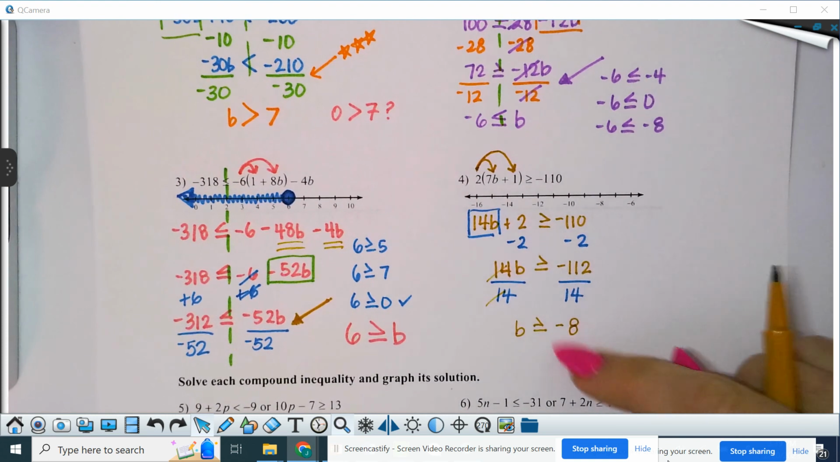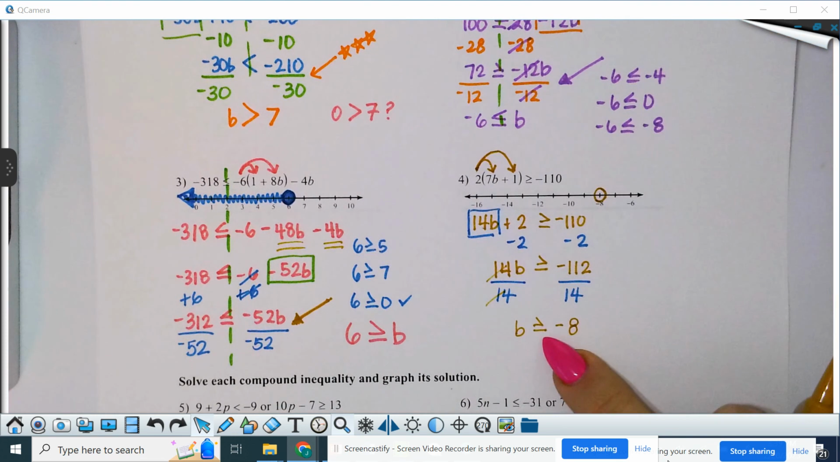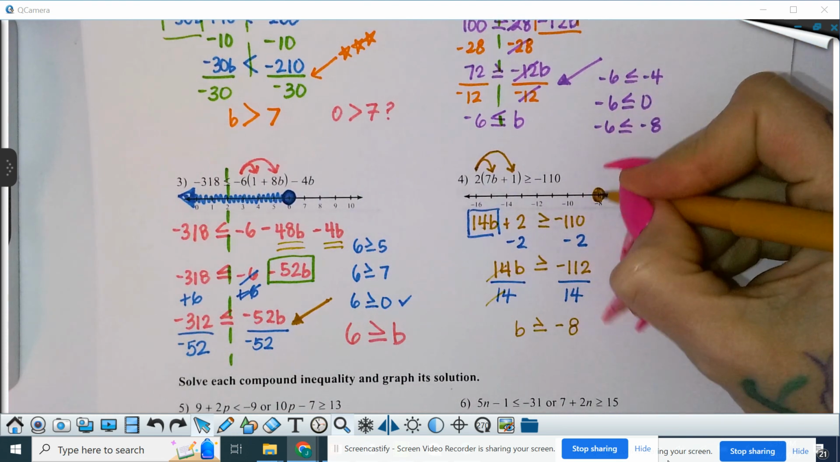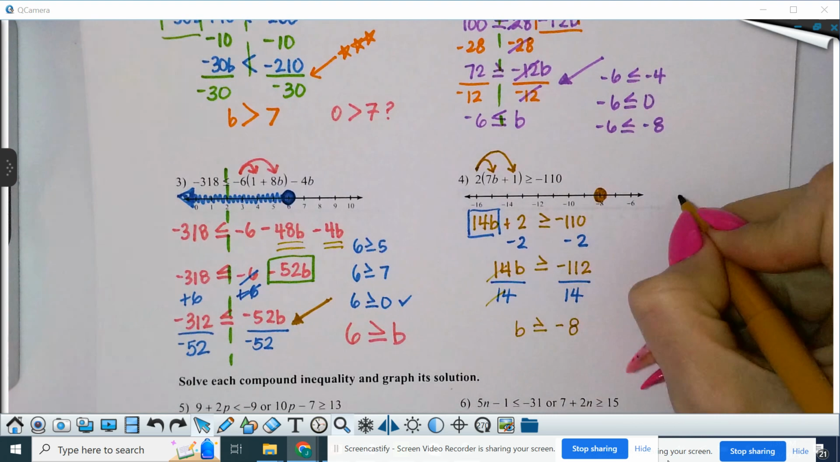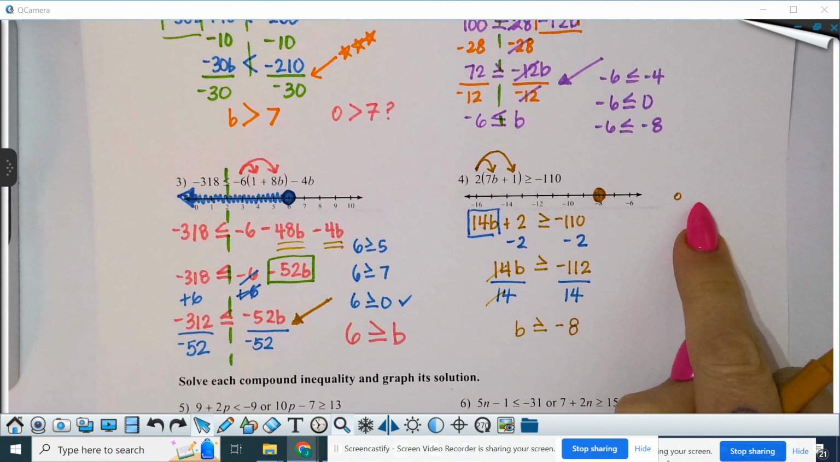So negative 8. So we're going to go to our negative 8. Come back and look, is there an equal mark? There is. So we're going to color him in. In this case, 0 is going to be this way because it's negative 8, negative 6, negative 4, negative 2, and 0. Moving to the right.